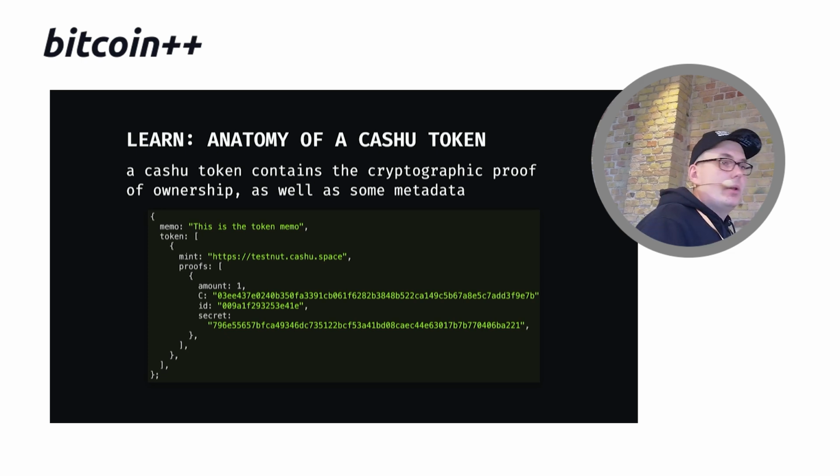But also, very important actually, we have the URL of the mint that this token belongs to. Because even though there is mint interoperability, a token that was minted with mint A cannot be directly spent with mint B. So it's very important for a wallet that receives a token to know where this token actually belongs.